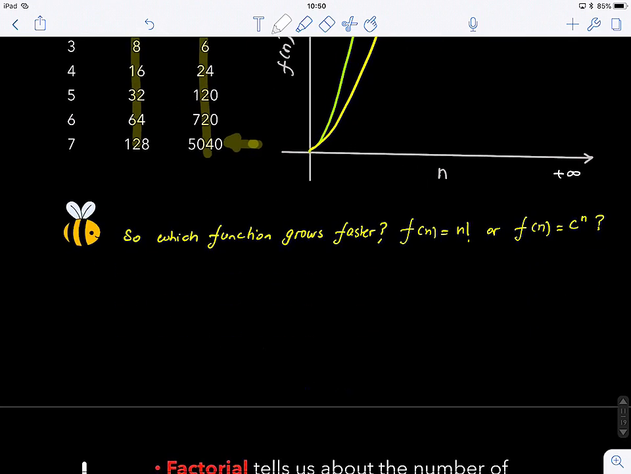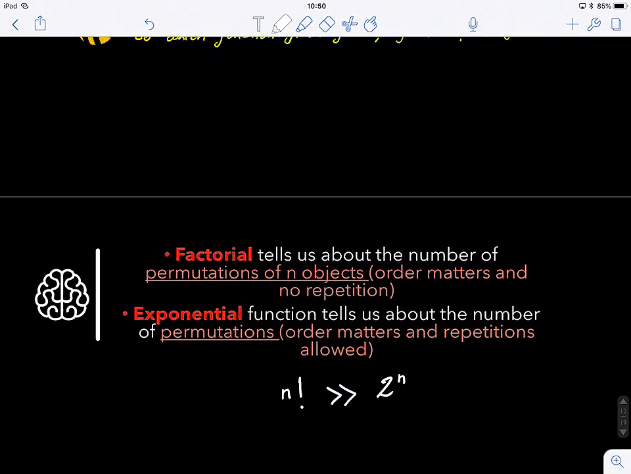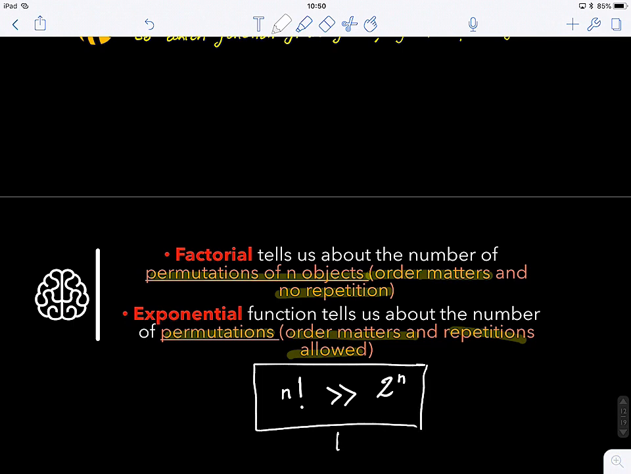Great. So just to sum up, something to remember: factorial tells us about the number of permutations of n objects, where the order matters with no repetition, while the exponential function tells us about the number of permutations where the order matters and repetitions are allowed. And something to remember is that the factorial function grows much faster than the exponential function. Okay, so let's have a 5-minute break, and then we're going to hit the last part of this lecture.